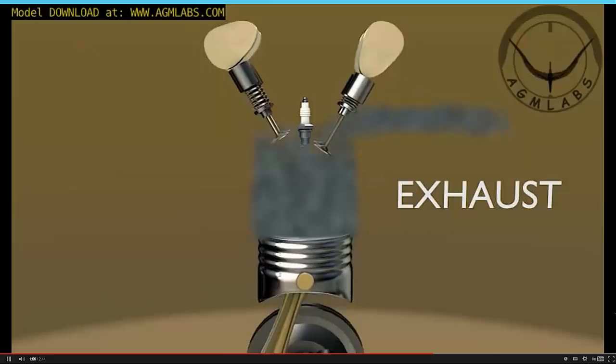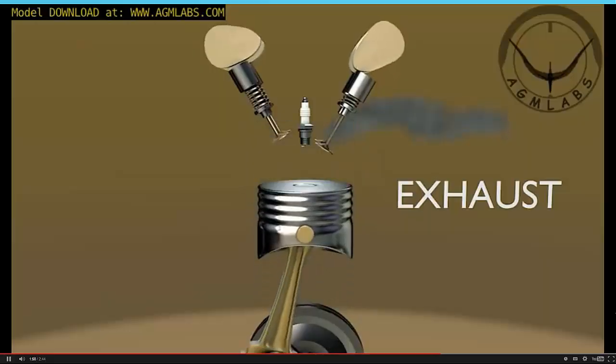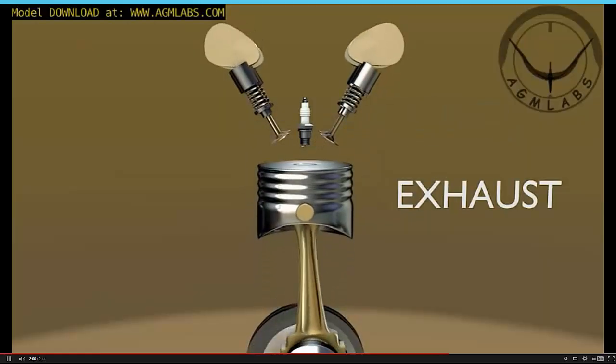Fourth, exhaust stroke. The exhaust valve is opened, and the piston travels back up, expelling the exhaust gases through the exhaust valve.